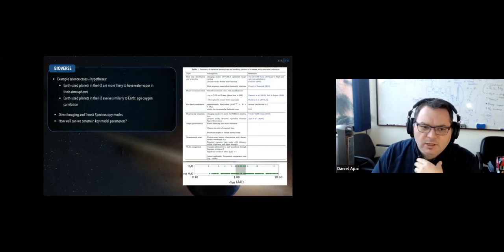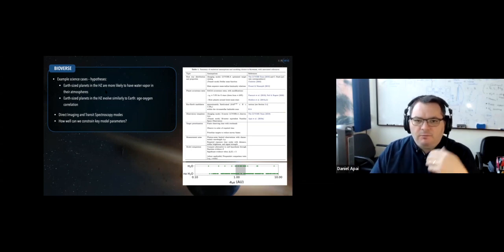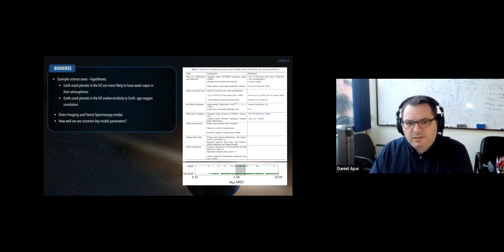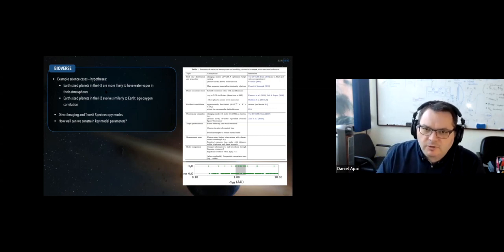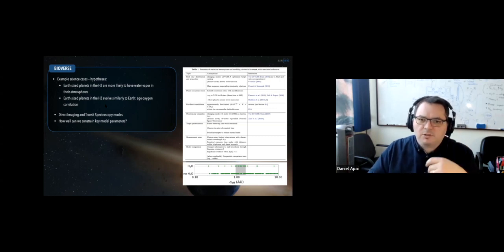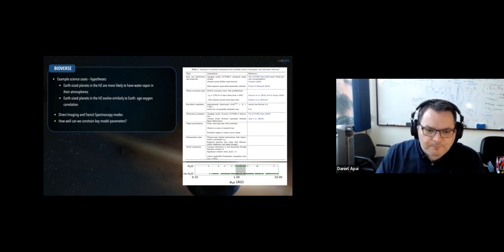We have tested and demonstrated its use on 2 example science cases: Earth-sized planets in the habitable zone, and whether or not Earth's habitable zones really exist. Could we detect them as an enhanced likelihood of Earth-sized planets having water vapor in their atmospheres? And the other one we tested again with this framework: if you have Earth-sized planets in the habitable zone, and the hypothesis is that they also show an age-oxygen correlation, can we test that?